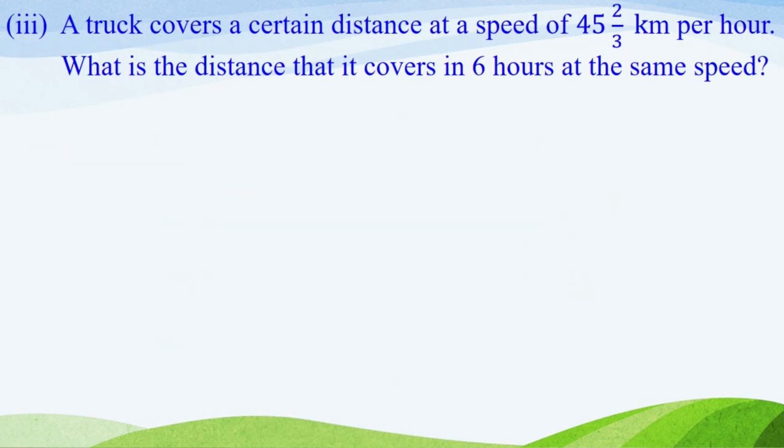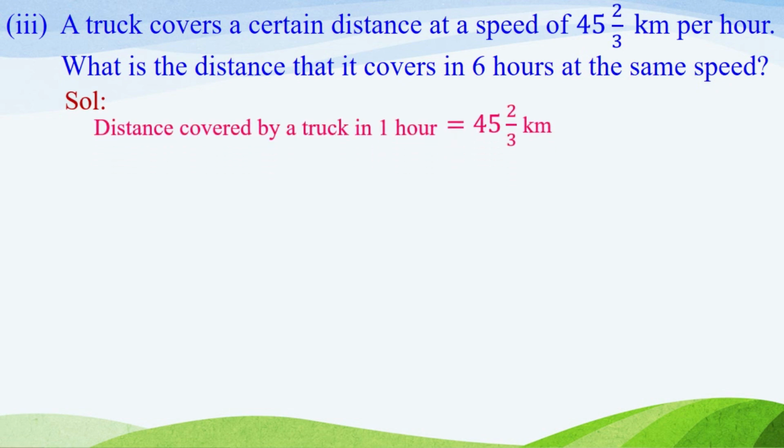Third one, a truck covers a certain distance at a speed of 45 2 by 3 km per hour. What is the distance that it covers in 6 hours at the same speed? Let us find the solution. Distance covered by a truck in 1 hour is equal to 45 2 by 3 kilometer. This is a mixed fraction. First we have to convert into improper. So we get 137 divided by 3 kilometer.